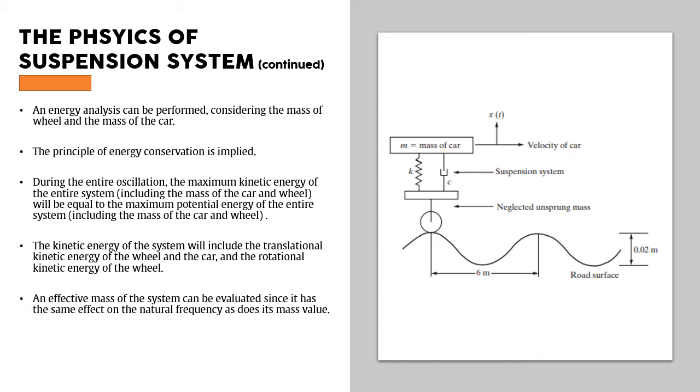When we talk about the principle of energy conservation, the kinetic energy of the system will include the translation energy of the wheel and the car, because the wheel and the car are both moving linearly. It will also include the rotational kinetic energy of the wheel because the wheel is rotating. Using this energy analysis, an effective mass of the system is also evaluated. Its significance will be seen in the next slide.